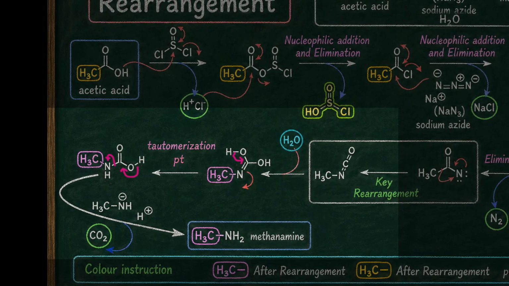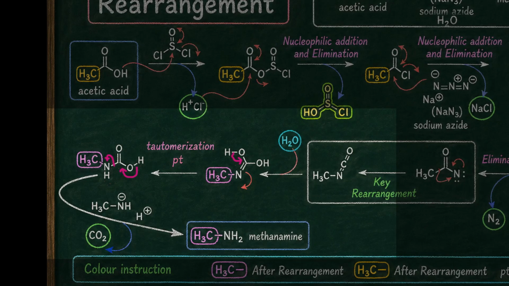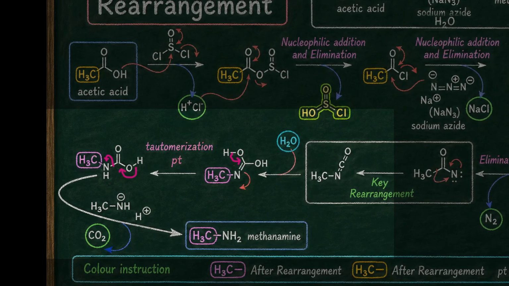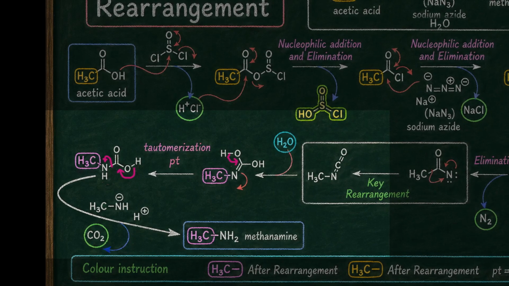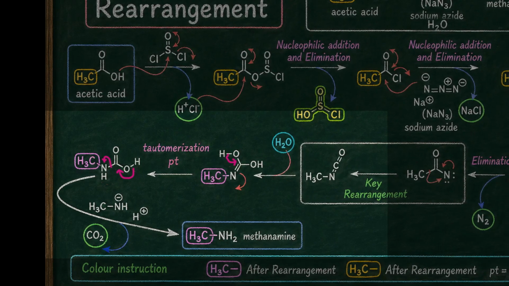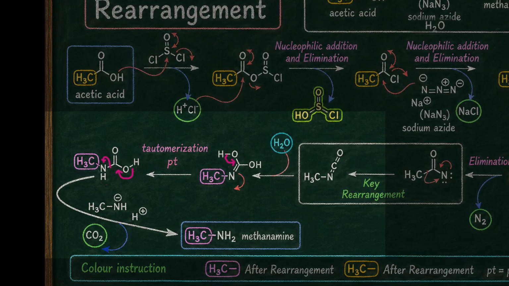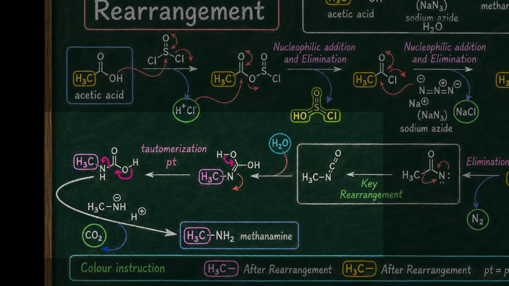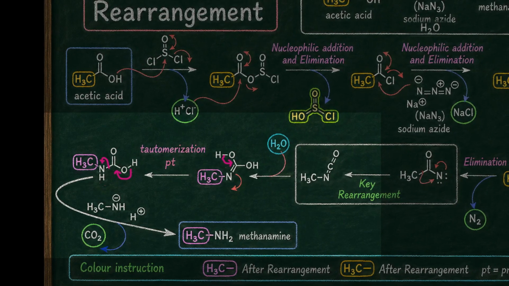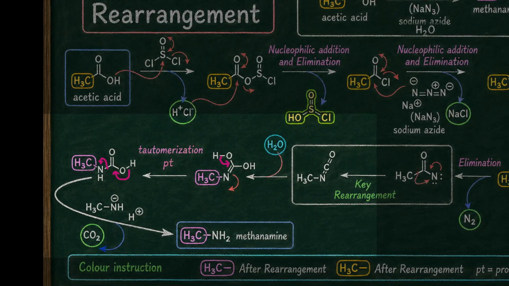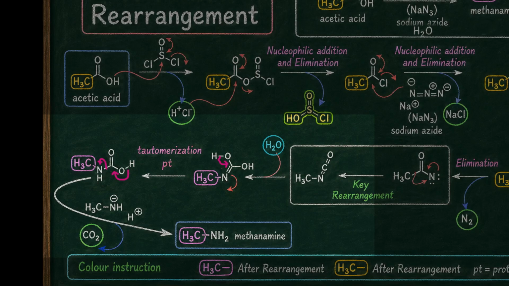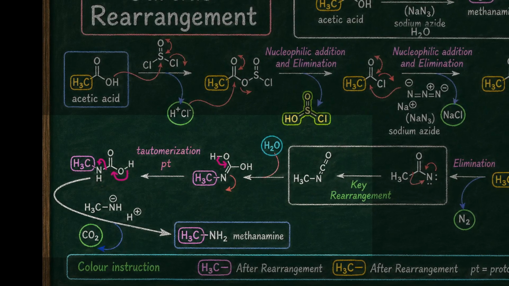Step 5. Decarboxylation of carbamic acid. Now we reach the final step, decarboxylation. We have the carbamic acid intermediate, RNHCOOH, formed in the previous step. This compound is inherently unstable because it contains both an amine and a carboxylic acid functionality on the same carbon.